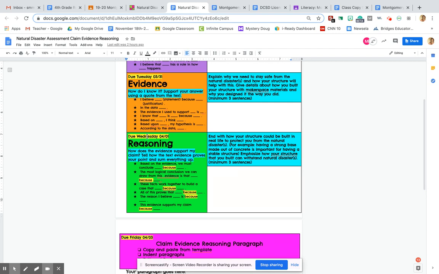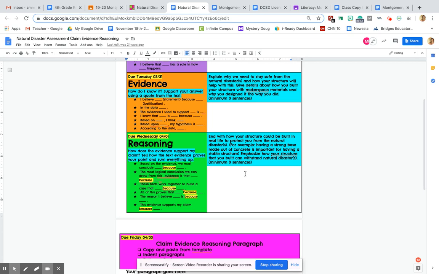Okay. So remember, reasoning connects to real life. Evidence connects to your experiment, which is what we did up here. So now you're going to talk about if you are actually building your structure. It's actually on an island and you have built it using the materials that you build a structure with.